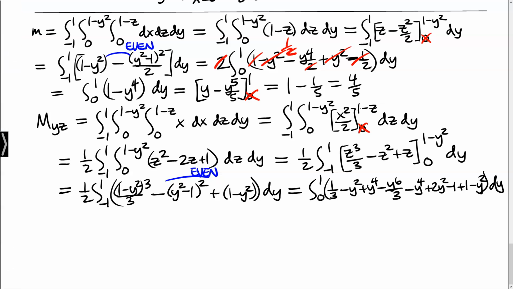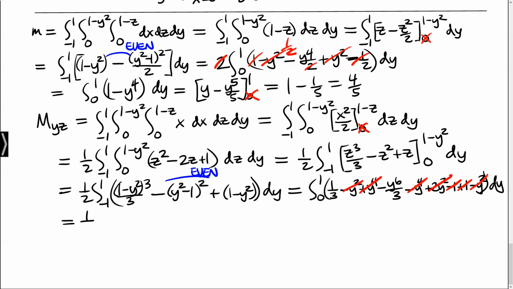So let's see, I have a feeling a lot of this stuff goes away. Yeah. Okay, y to the fourths go away. Oh, we got 2y squared minus y squared, those go away. A lot of stuff goes away. 1 minus 1 goes away. So it looks like all we're left with is 1 minus y to the sixth over 3. So I'm going to take the 1/3 out, and then integrate.